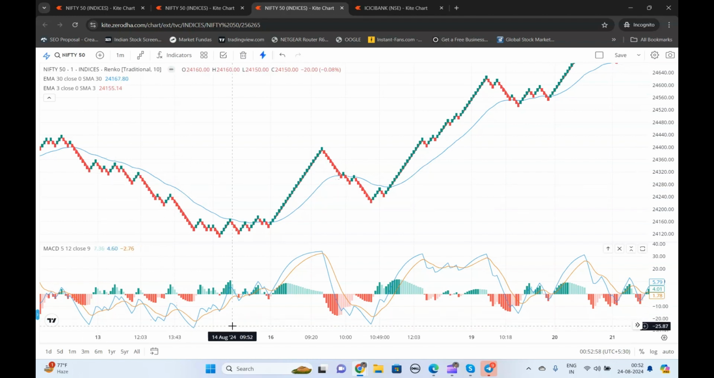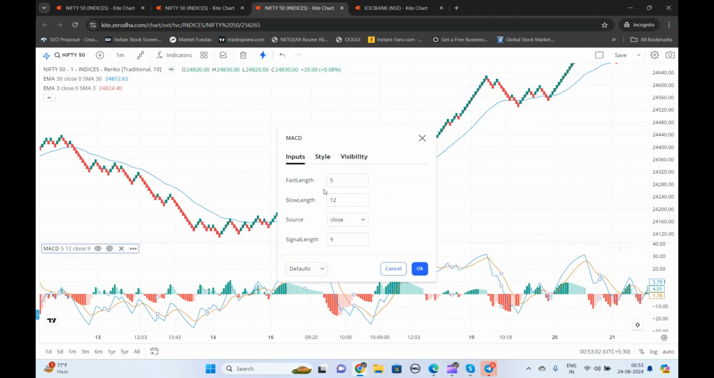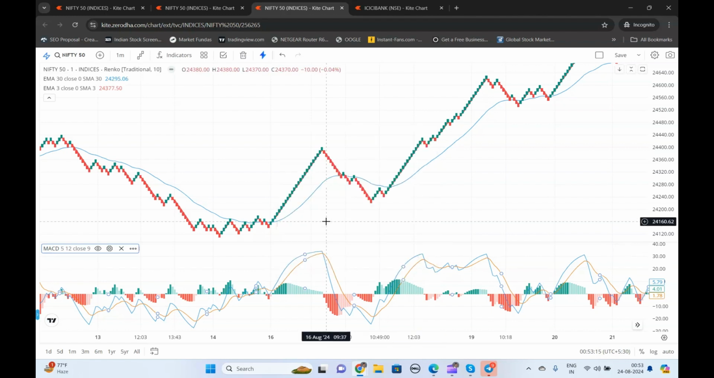What you can do is use a MACD, which I've used here. Normally it comes as 12 and 26, but I've changed it to 5 and 12. All right. Put the MACD, moving average convergence and divergence. Sorry, convergence and divergence, MACD. That doesn't make a difference, but convergence and divergence.